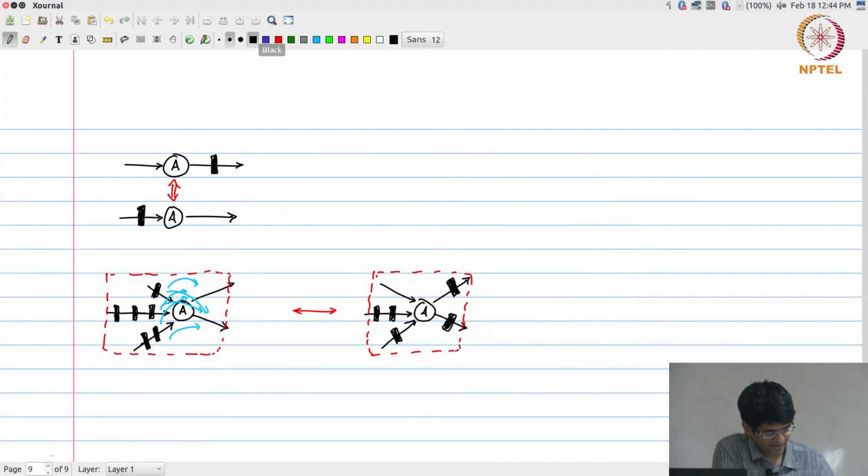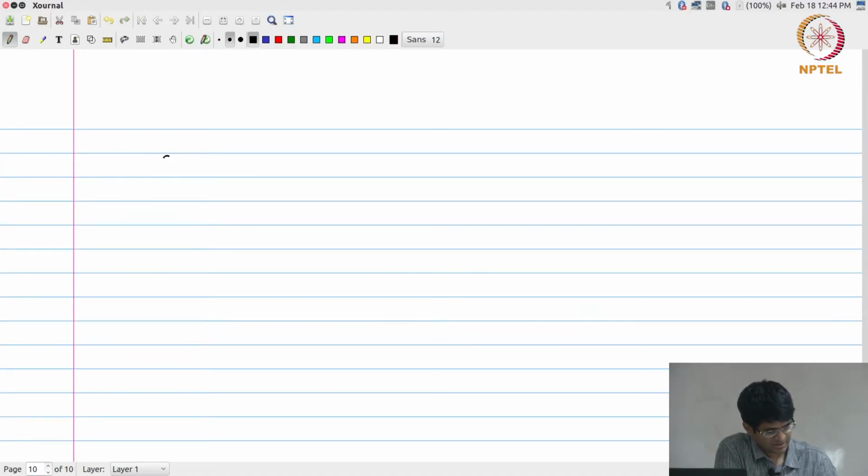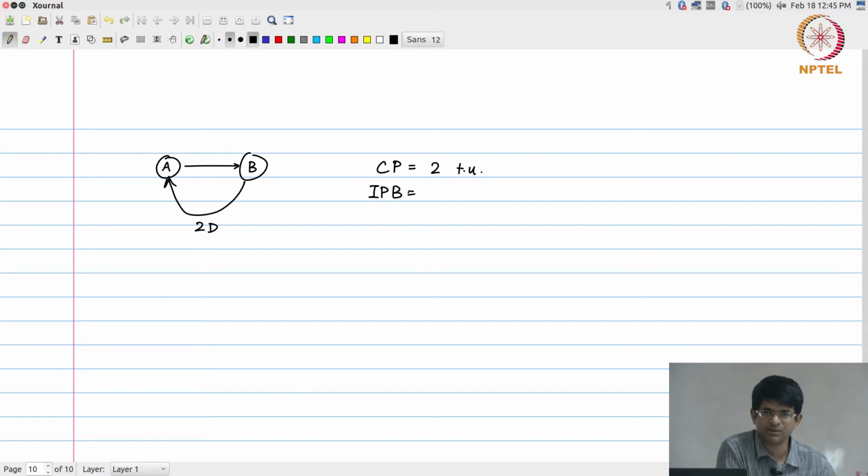An example of that is a very similar graph to the one that I showed earlier, but now let us say it has 2 delays instead of 1. Right now what is the critical path? It is 2 time units. What is the iteration period bound? The total execution delay dA plus dB is equal to 2, but the number of tokens on that loop is also 2. Therefore, the iteration period bound is 2 by 2 equal to 1.